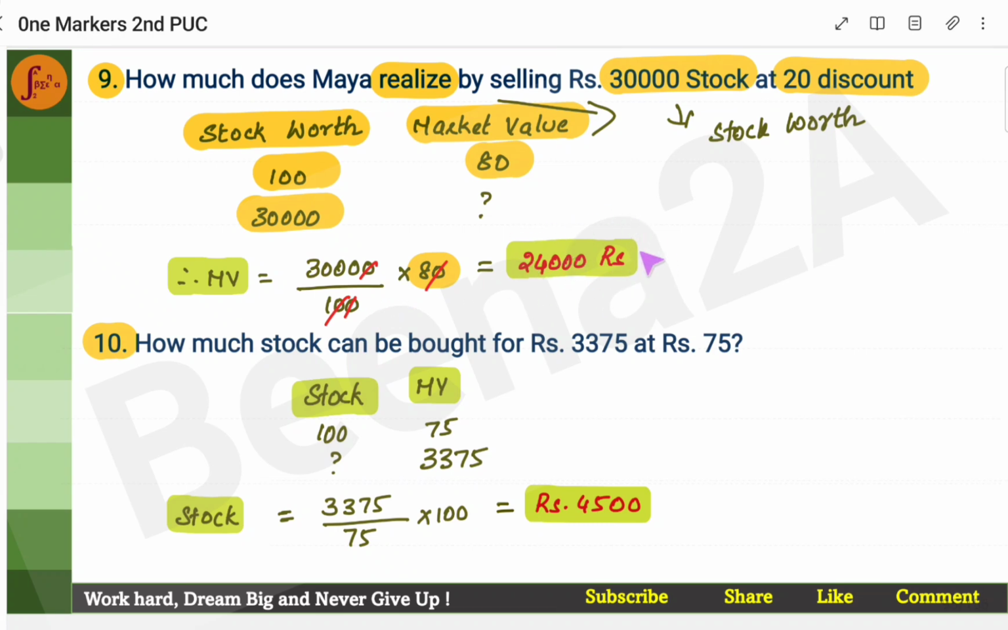24,000 rupees is what she's going to get by selling this stock. The actual value of that stock is 30,000. But since she's selling it at 20 rupees discount, she's getting lesser value when she sells.